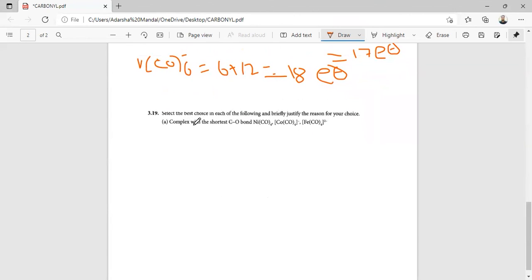The last question is: select the best choice from the following and briefly justify the reason for your choice. Which complex has the shortest CO bond length: Ni(CO)4, Co(CO)4 minus, or Fe(CO)4 2 minus? Ni has the electronic configuration 4s2 3d8, so the total electron count is 10 plus 8, that means 18 electrons.